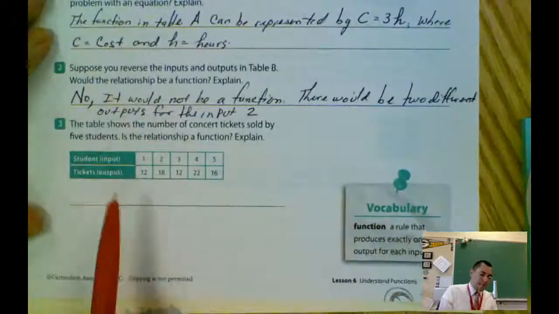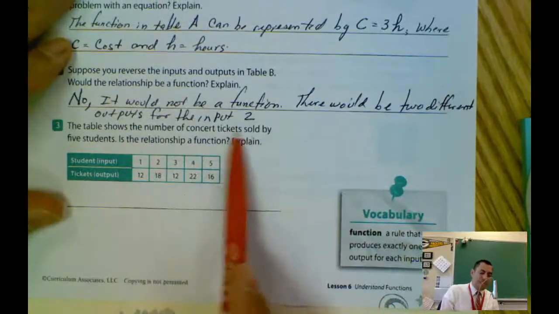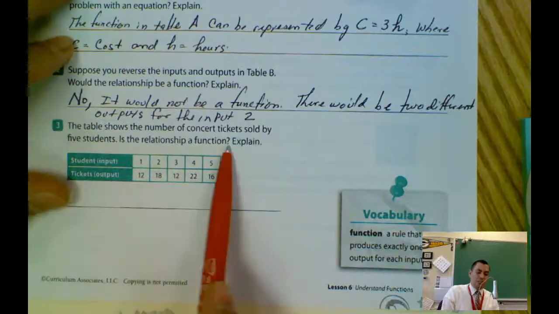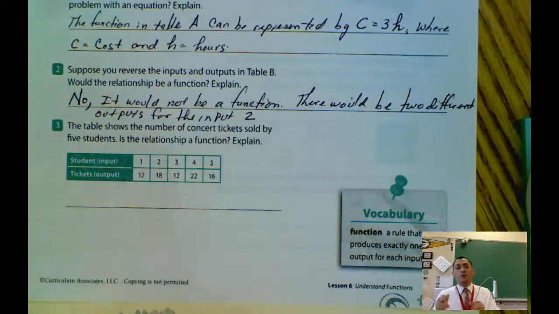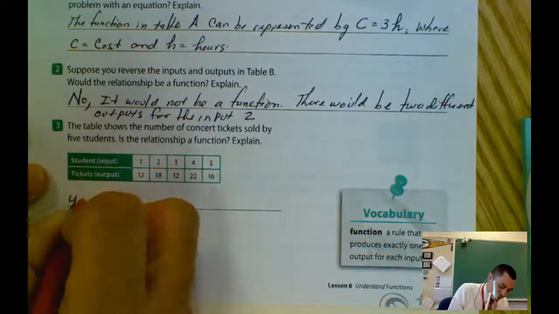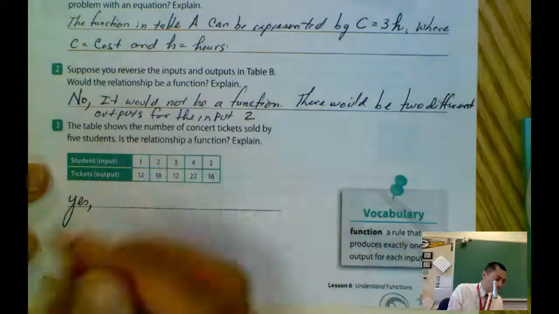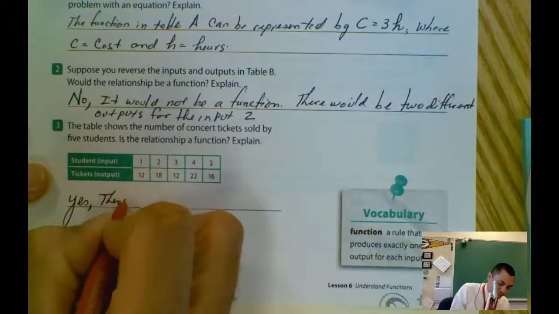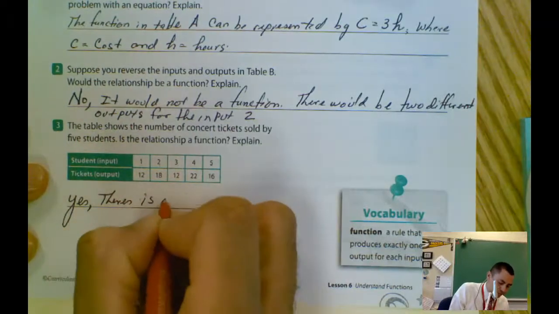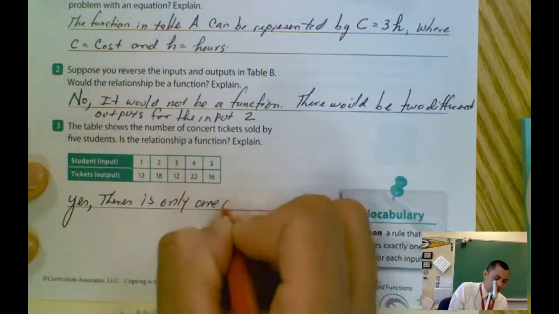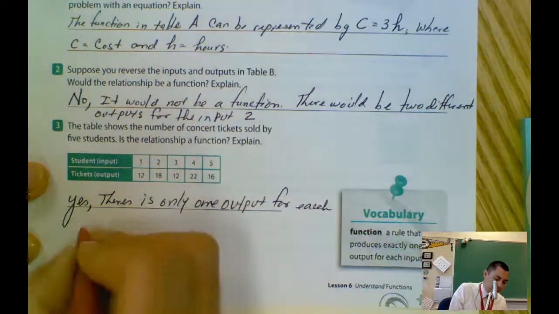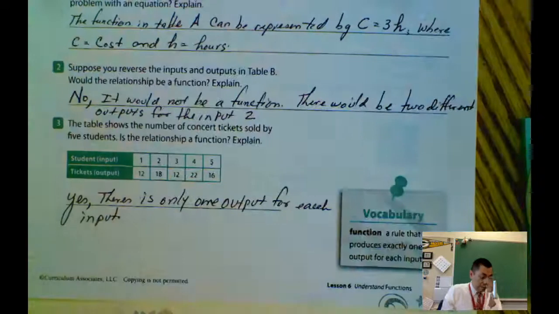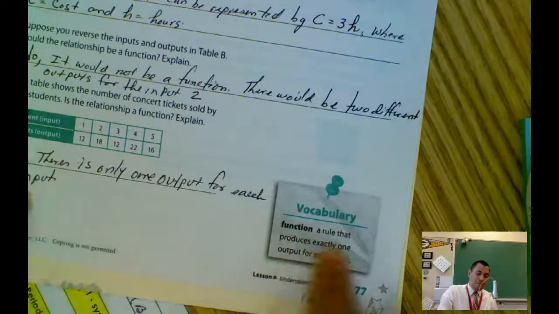Number 3, the table shows the number of concert tickets sold by 5 students. Is the relationship a function? Explain. I have the input 1, 2, 3, 4, 5. Is there repetition? No. So yes, it is a function. Now, what is the other question? Explain. There is only one output for each input. Okay, so remember that a function is a rule that produces exactly one output for each input.